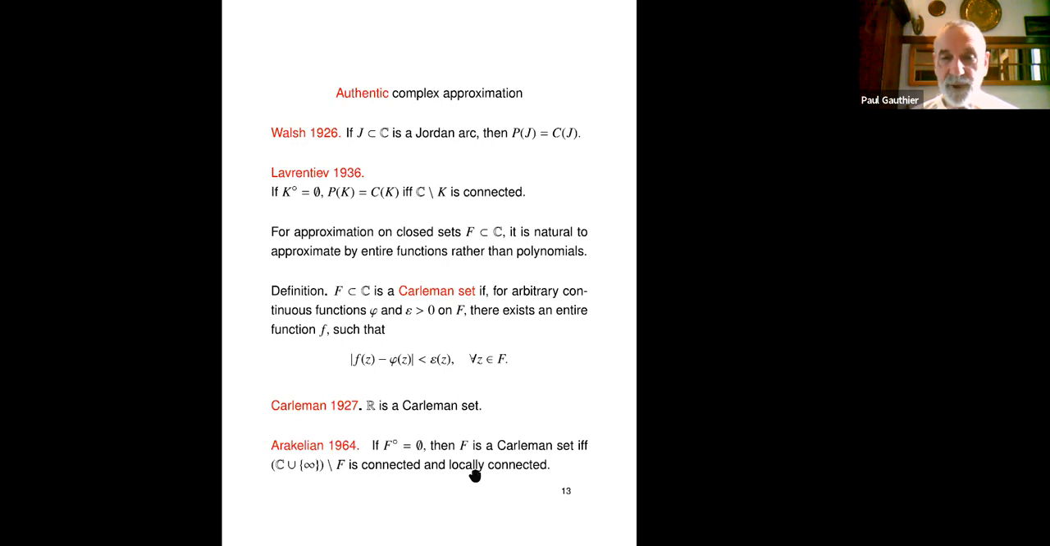Well, in 1927, I already stated the theorem of Carleman, which says that R is a Cauchy-Riemann set. Every continuous function on the real line can be approximated by entire functions. Arakelian extended this theorem in 1964. If you have a closed set F of empty interior, then it's a Cauchy-Riemann set if and only if the Riemann sphere minus F is connected and locally connected. That's necessary and sufficient, 1964.